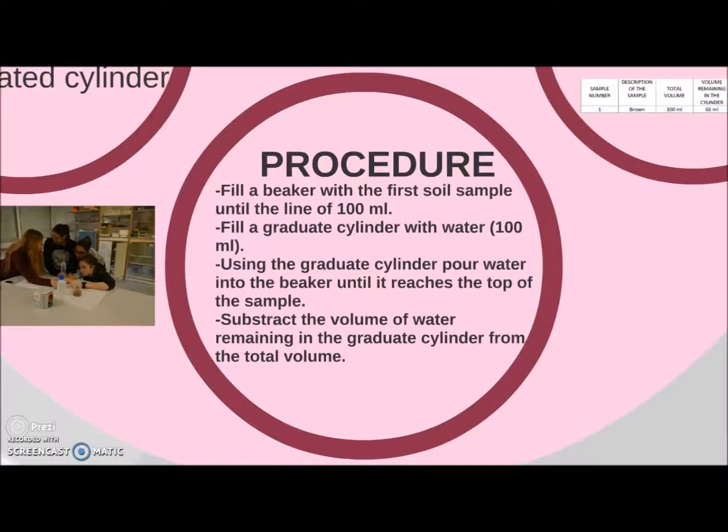Procedure. Fill a beaker with the first soil sample until the line of 100 milliliters. Secondly, fill a graduated cylinder with water until the line of 100 milliliters. Then, using the graduated cylinder, slowly and carefully pour water into the beaker until the level reaches the top of your soil sample. Then, subtract the volume of water remaining in the graduated cylinder from the total volume, 100 milliliters. This is the pore space volume, or the amount of water you added to your sample.